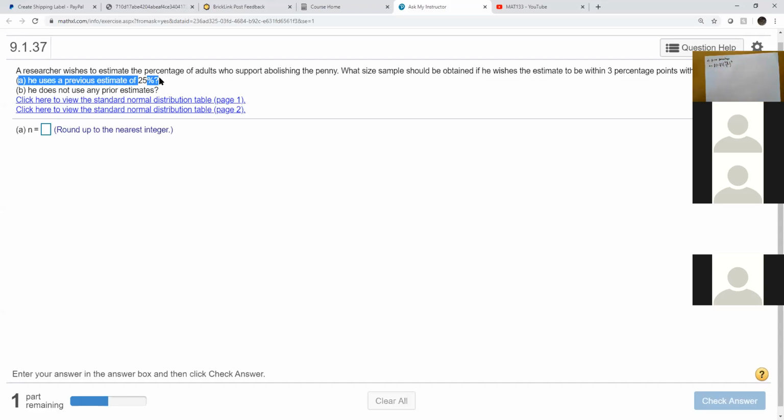Okay, so I have to find these things. I'll list them here and then I'll find them over here. I need my p hat, which is used twice. I need my z alpha divided by 2. And I need my E. And because of this, I need to figure out what alpha is in order to find my z alpha divided by 2. So those are all the things we have to find.